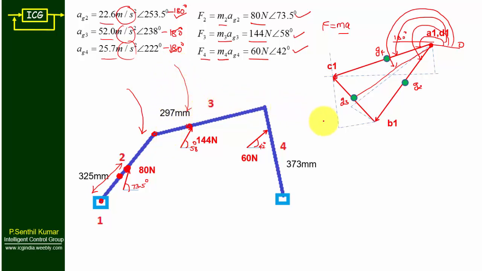We have calculated the acceleration of each component, AG2, AG3, AG4. These are all the acceleration components. Once you multiply the acceleration component with mass, you will get a force, then you can mark that force with the corresponding angle. Here you have to subtract 180 degree from all the parameters since it is a common value. Then finally we need to find the offset distance, which we will calculate in step number 3.